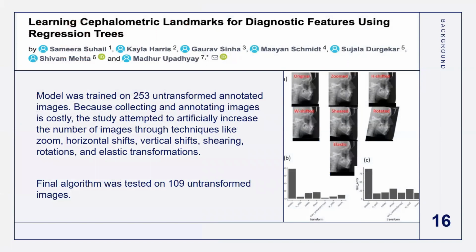So then Dr. Upadhyay expanded on this by creating his own random forest algorithm, starting with 253 annotated images. However, he had the novel approach of taking his annotated images and then also slightly altering them through techniques like zoom, horizontal shifts, vertical shifts, shearing, rotations, and elastic transformations. This increased the training data 6-fold, which also introduced the model to more variability, helping to make it more robust. So if you're interested in this, you can read more in his paper that was published in October 2022.